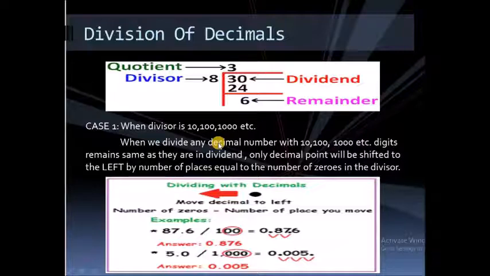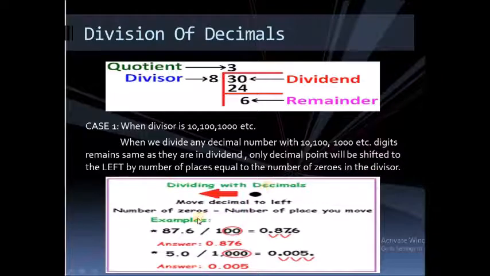In our multiplication case, we shift our decimal point to the right. How many times? We count the number of zeros present in our divisor, and that many times we shift our decimal point to the right in case of multiplication. But remember, in case of division we have to shift the decimal point to the left by the number of places equal to the number of zeros in the divisor.